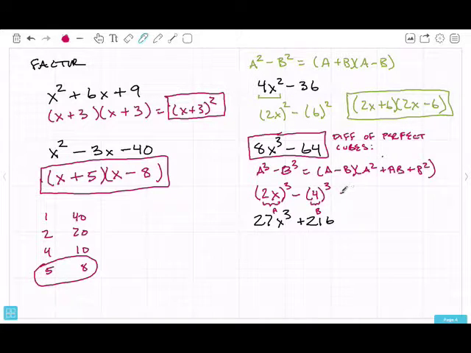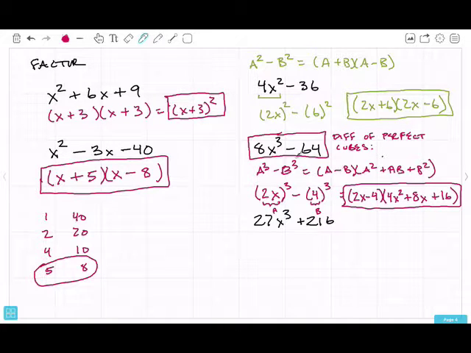So this factors to a minus b times a squared. A is 2x, so if I'm going to square that, 2 squared and x squared creates 4x squared. So that's a squared plus ab, a times b, 2x times 4, that's 8x, plus b squared. B is 4. Take 4 and square it, creates 16. So this is the proper factorization. If it was FOILed out, it would create 8x to the third minus 64.